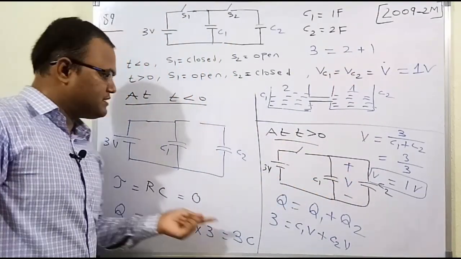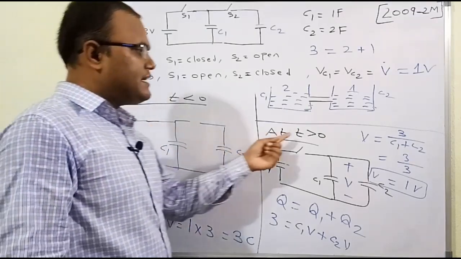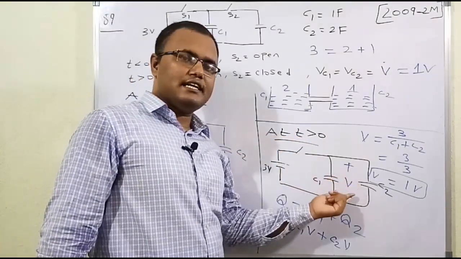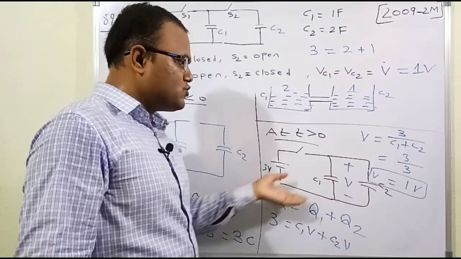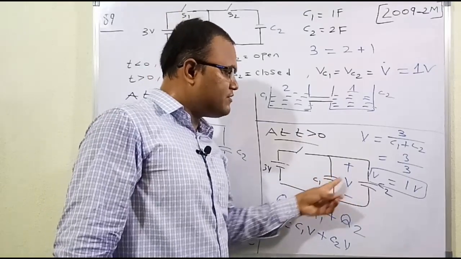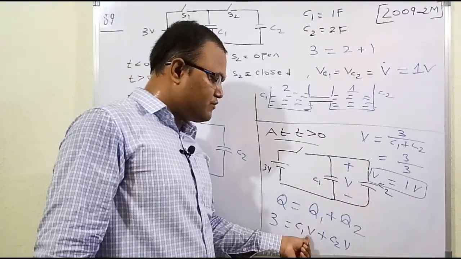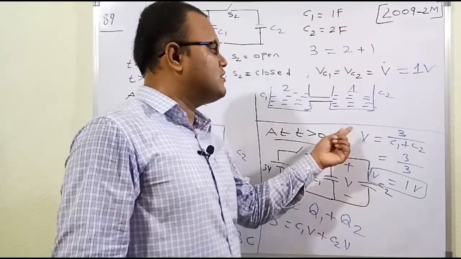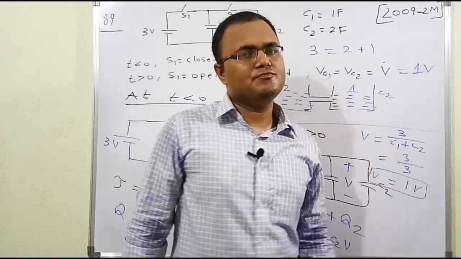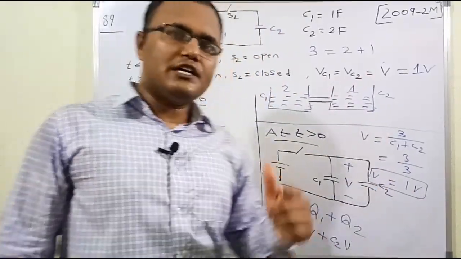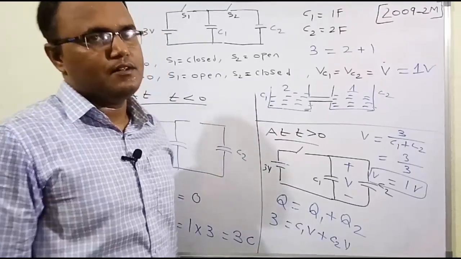3 coulombs of charge is present in C1 at t less than 0. But after t greater than 0, these two capacitors are connected in a particular fashion so that the initial charge is going to redistribute between C1 and C2. So that is why 3 equals (C1 plus C2) into V. Therefore we need to find the voltage across the capacitors C1 and C2, which is 1 volt. If you have not understood this concept, then please go back and listen to this numerical again, it will be much clearer.